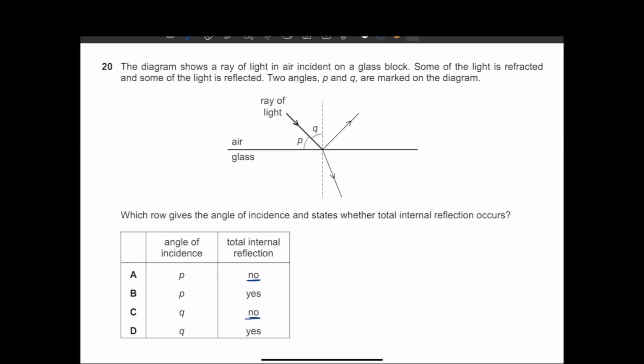But when it comes to the angle of incidence, it is the angle between the normal and the incident ray. So depending on that, I'm going to choose Q. So Q is the angle of incidence. So depending on that, the right answer, or the correct answer, will be C.